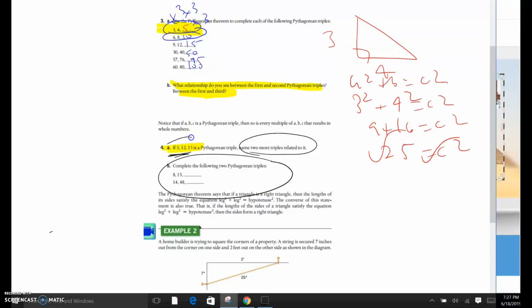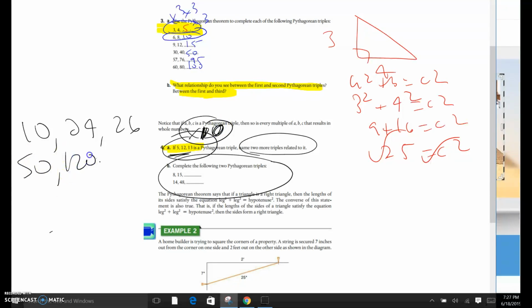Okay, so if I know this is a Pythagorean triple, I can scale it by whatever I want. So if I want to scale it by 2, I can make all of them 2 times bigger. So what is that? 10, 24, and 26, and that has to work in Pythagorean theorem. I could make them all 10 times bigger, so scale them by 10. So 50, 120, and 130 would have to work if I shoved it into Pythagorean theorem. All right, let's look at B.